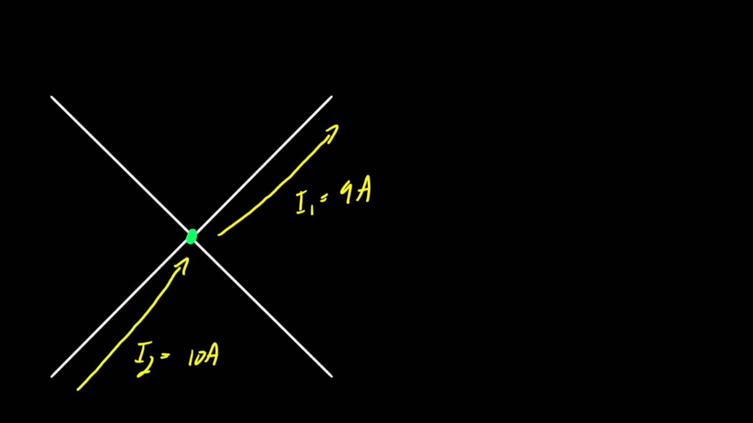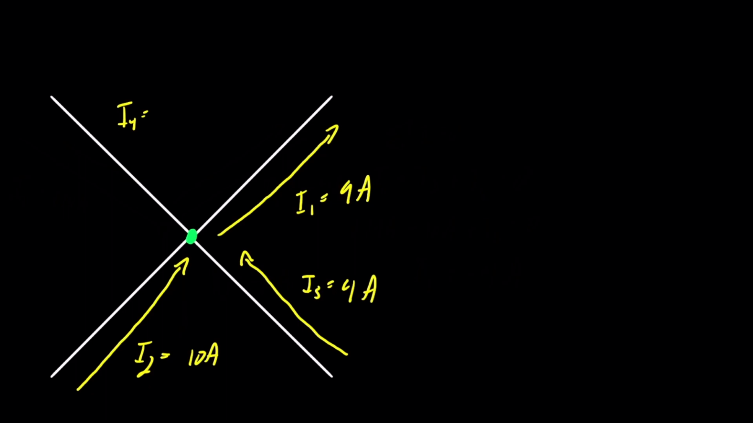Now, let's say we have this formation right here, and we have the following current, where we have I1 as 9 amps, I2 as 10 amps, I3 as 4 amps, and I4 is unknown. So, I left out the positive and negative notation. That's not to say they don't matter. I just want you to actually solve for them.